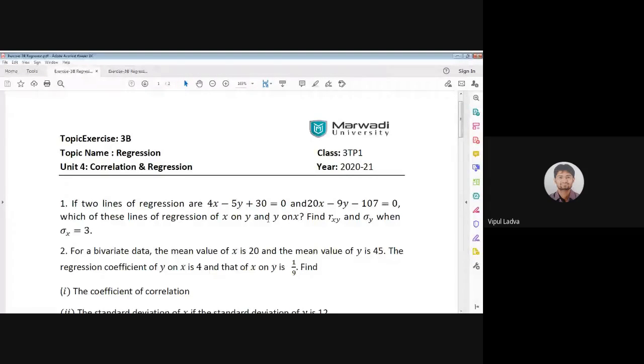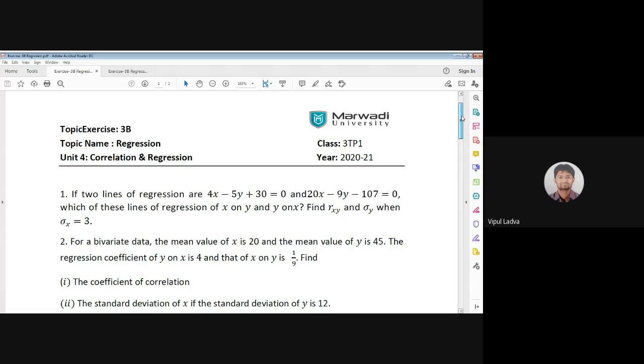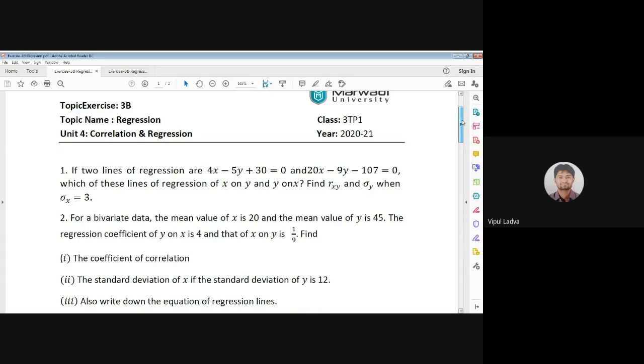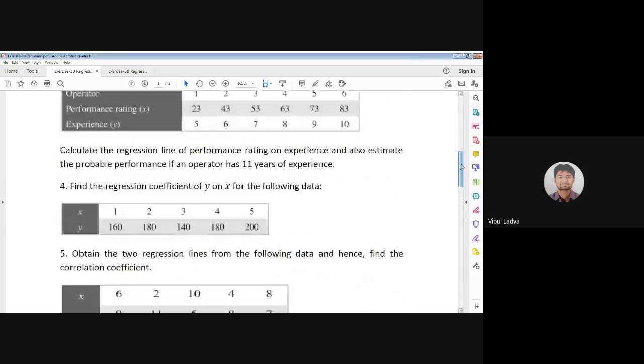Hopefully my screen is visible to all of you. On the screen is exercise 3B, which is related to regression. This is what we are supposed to practice for this particular session. Let me join it from the playlist script. Yes, my screen is visible, and this is topic exercise 3B, and in this exercise we have six questions.